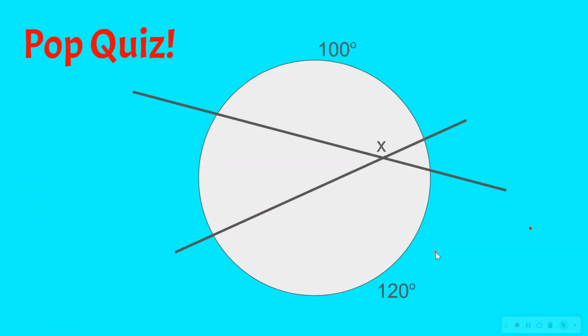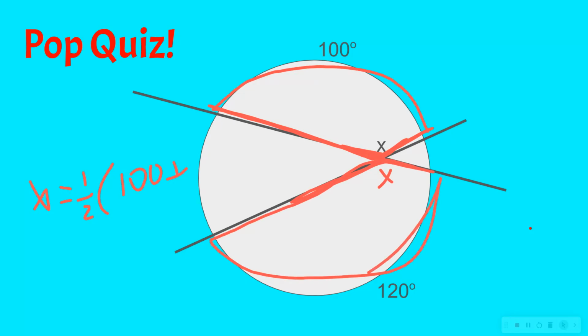Okay, here we go. So I have x right here. So again, x is the pointy part, so x is my angle. It's going to equal 1/2. And then I continue. So that's going to be half of 100 plus, and this is also x because they're vertical angles. So 100 plus 120, so half of 220, which is 110.